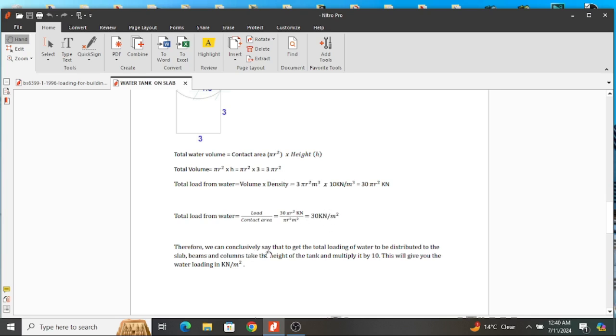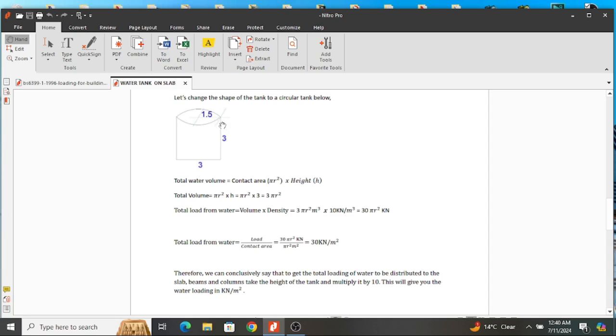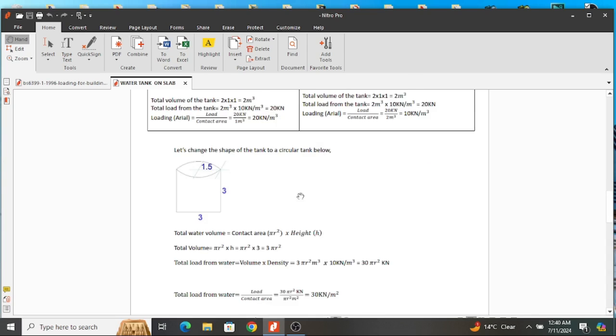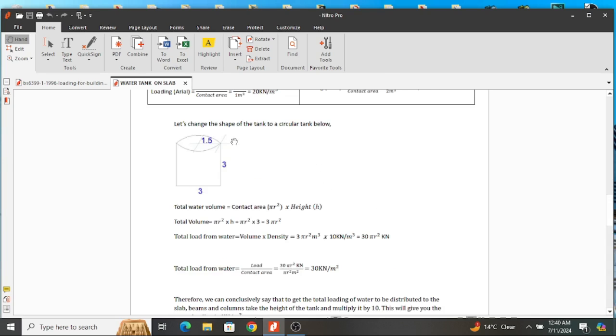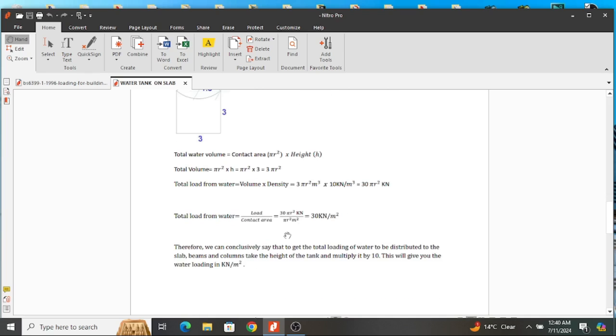Therefore, we can conclusively say that to get the total loading of water to be distributed to the slab, beams, and columns, we take the height of the tank and multiply by 10. That will give us the total loading of the water in kilonewtons per square meter. So instead of carrying out all these tedious calculations, just determine the height of your tank and multiply that by 10. That should be your load per square meter.